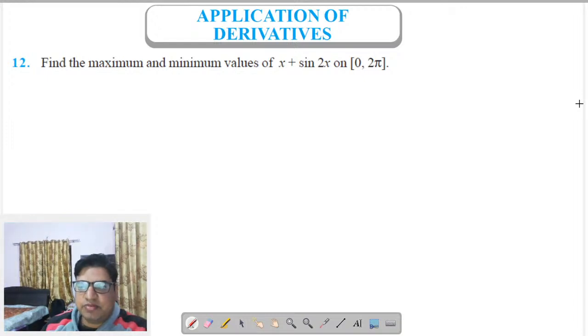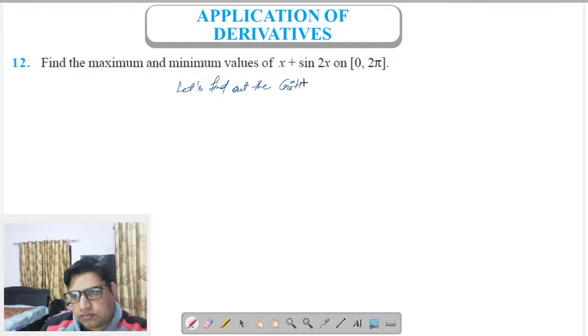So here we have maximum and minimum value of this function in the given interval. And before we try to find out the critical points, let's see how it goes. So let's find out the critical point of the function in the given interval, where f'(x) is equal to 0.